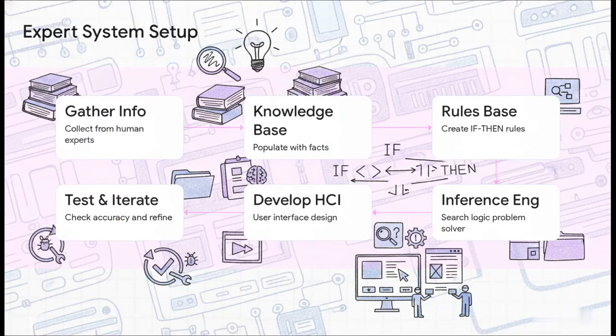And when an exam question asks how an expert system interacts or how it's created, whatever you do, do not give a cold open summary. Instead, you can walk right through this 6-step setup sequence. Step 1. Gather information from human experts. Step 2. Populate the knowledge base with those facts. Step 3. Create the rules base using logical if-then statements.